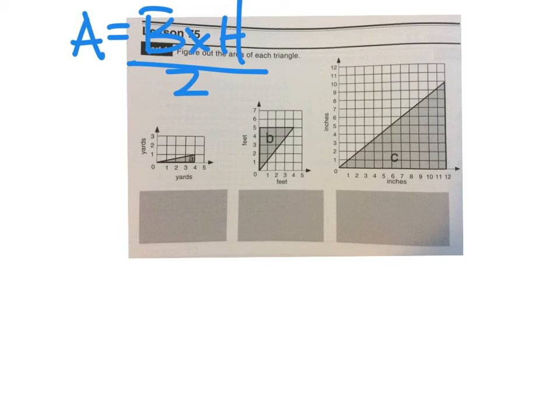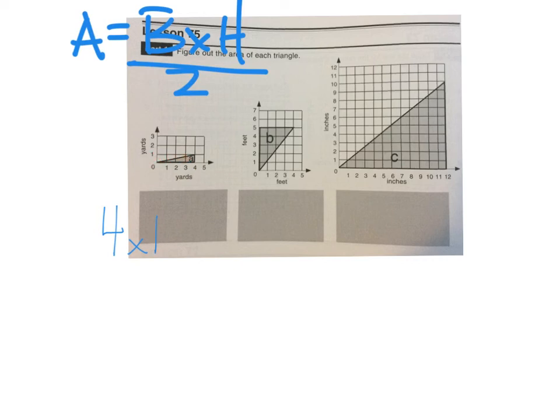I still do the base times height that I always do, except when it's a triangle, because it's only half the amount of what the regular rectangle would be, I divide it by 2. So if I'm looking at the first one, I have a base of 4, right? My line on the bottom goes to the number 4. So my base is going to be 4. And I'm going to multiply it by the height, and this is a little teeny tiny triangle, so my height only goes up to the number 1.